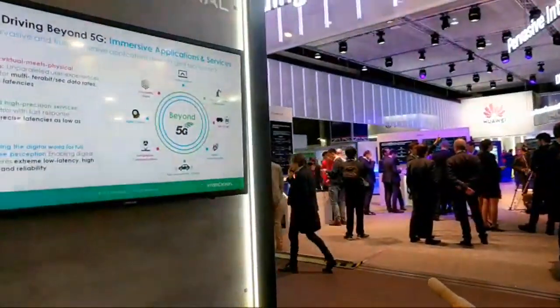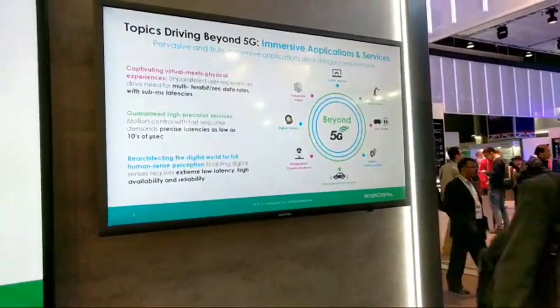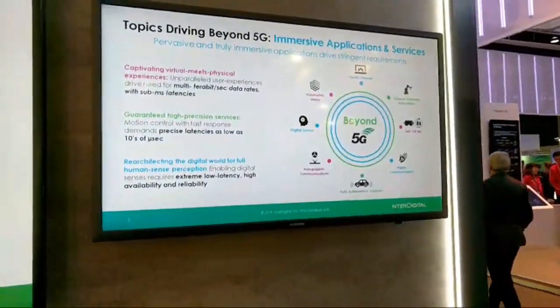When you start to think of the control loop and the kind of precision that will be required for this fast machine interaction for extreme industrial automation, you're talking latencies as low as tens of microseconds. This is an order of magnitude or more lower than the 1 millisecond latencies that we see in 5G. This again pushes the need for moving towards the 6G vision.